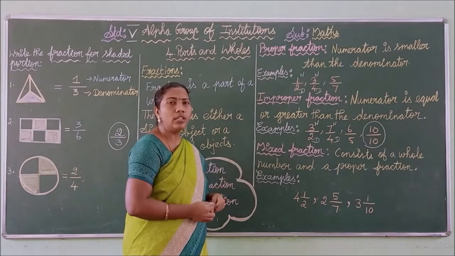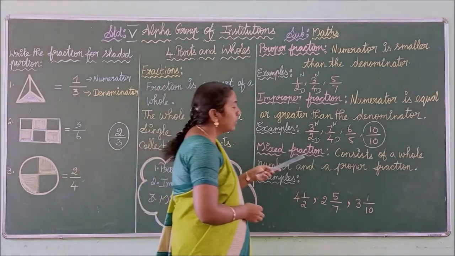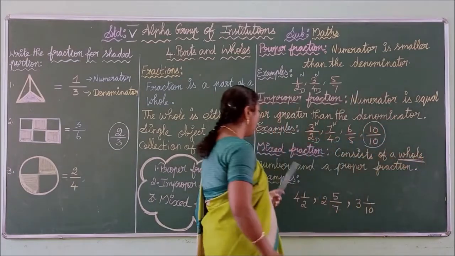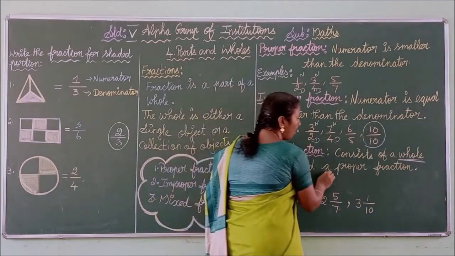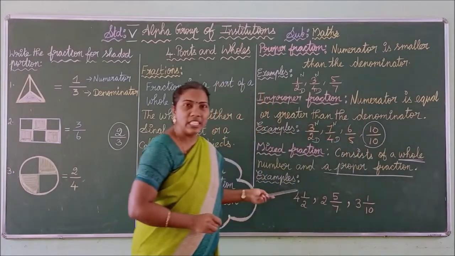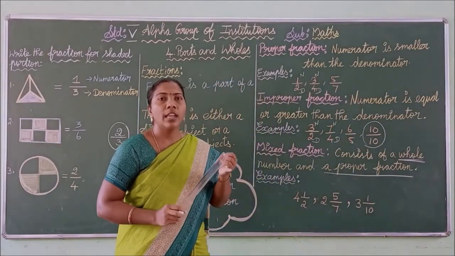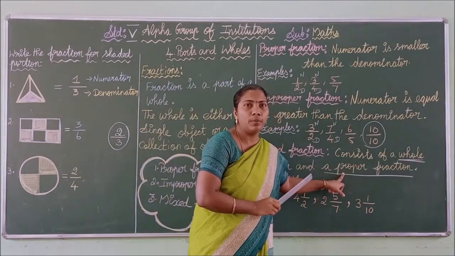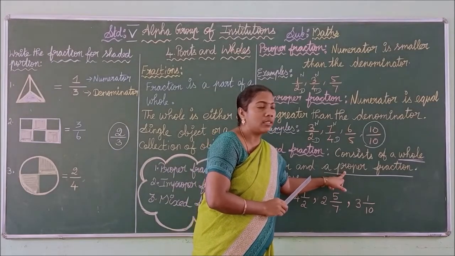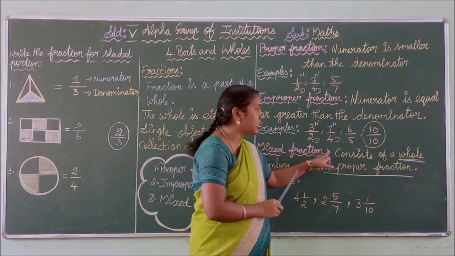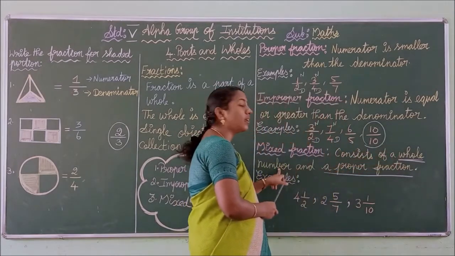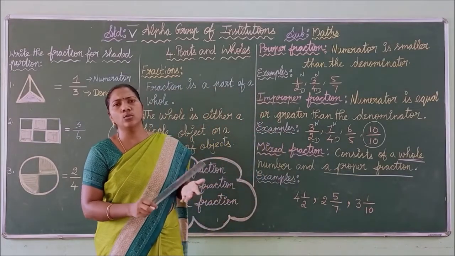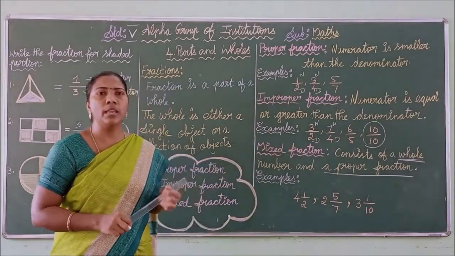Mixed fraction. What is in the mixed fraction? See here. The mixed fraction consists of a whole number and a proper fraction. That is, if it is a mixed fraction it should contain a whole number and, important, it contains a proper fraction, not an improper fraction. So definitely you have to remember this. A mixed fraction consists of a whole number and a proper fraction. What is a whole number? 0, 1, 2, 3, 4, etc. Such types of numbers are said to be whole numbers.